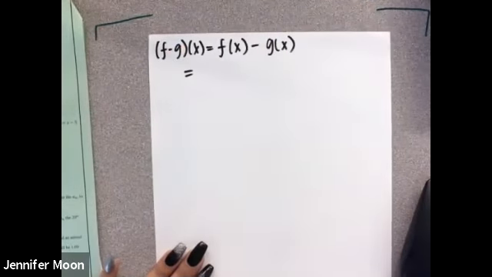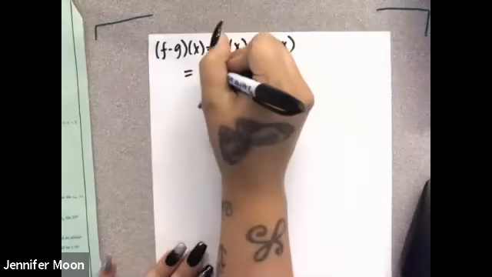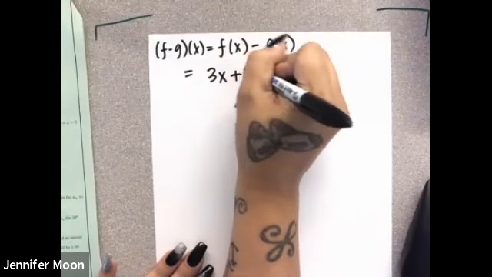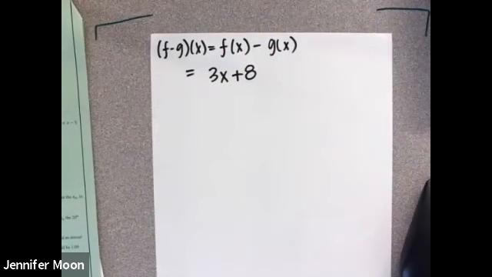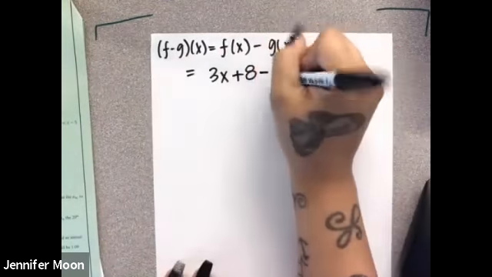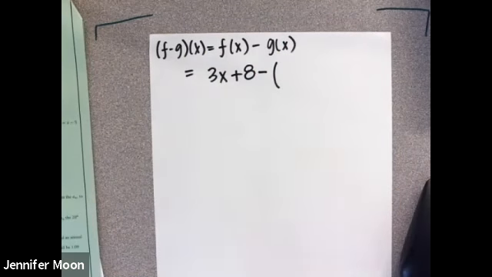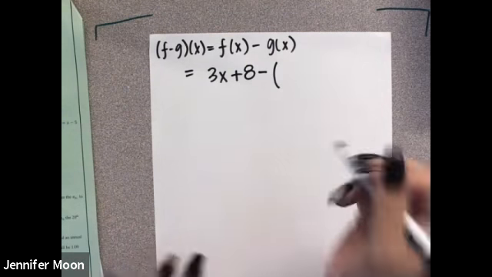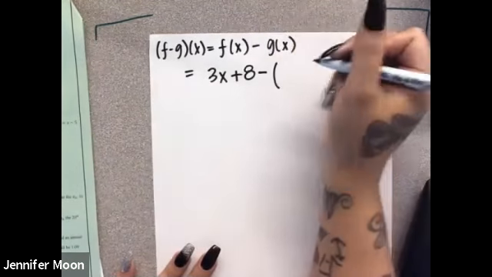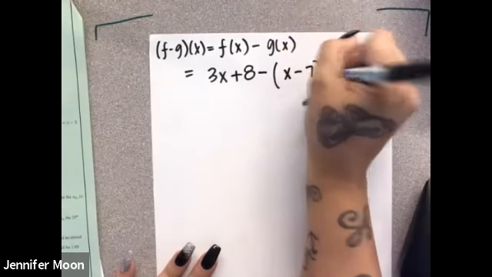Now, what is it? My f of x, I have my 3x plus 8, right? And then when you look at the operation, it's a negative sign. It's minus. And then you use parentheses here, y'all. If you don't use parentheses here, you're essentially only making one term in your g function negative. But when you do use parentheses, we're actually subtracting the whole thing. It's very important that you do that. And my g of x is x minus 7.